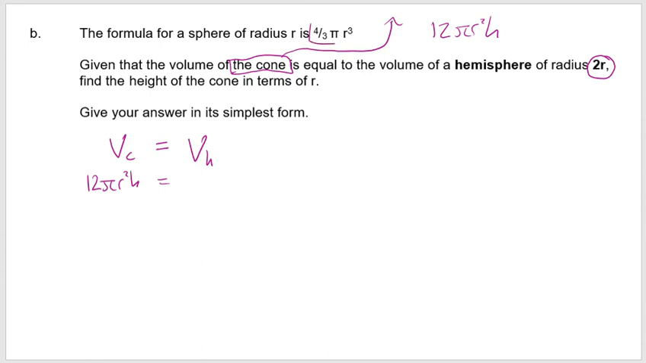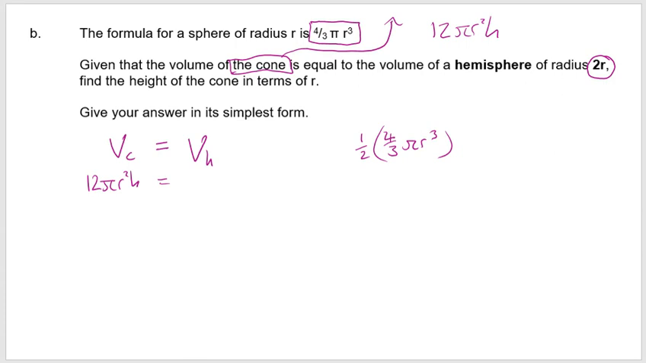Well, conveniently at the top of the question, it tells us how to find the volume of a sphere. 4/3 times pi times r cubed. The hemisphere is just half of that. Hemisphere being half a sphere. So this is what I'm working with.